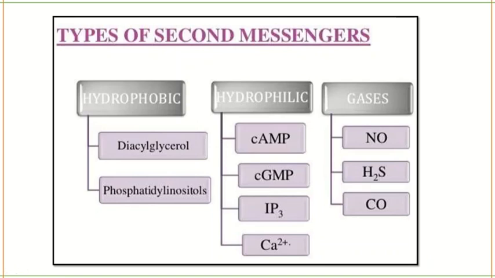You have to know what the secondary messengers are, because in questions they might ask you to select the secondary messenger from the options given below. They'll give you four options, and you have to choose which one is the secondary messenger. These questions they do ask in GATE. So just know what the secondary messengers are.